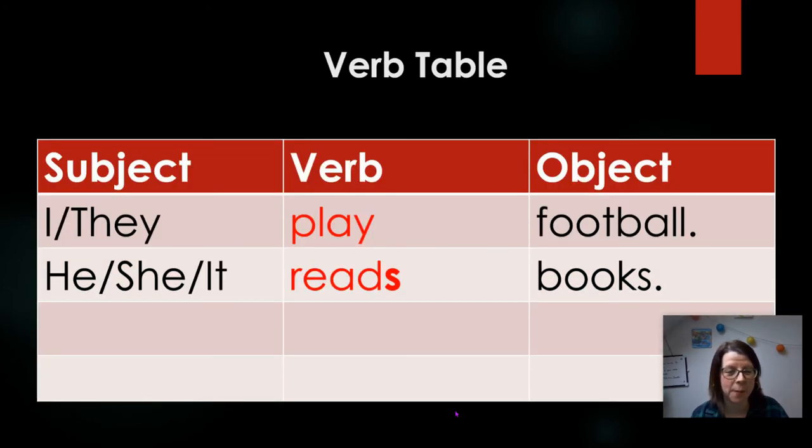Okay, so let's look at a couple more examples. When using I or they, we can use the simple form of the verb. I play football. They play football. But when we're using the third person, he, she, it, we're adding the S. So he reads books. She reads books. It reads books.